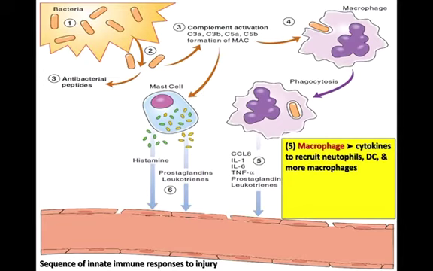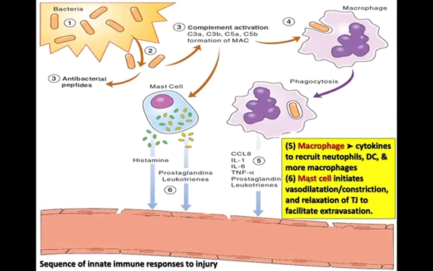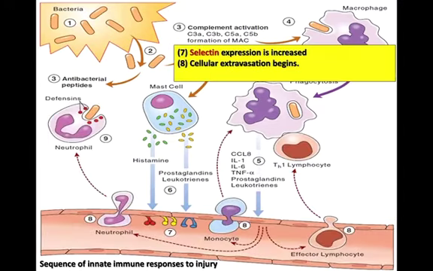So once activated, the macrophages start to secrete these cytokines, as you can see from the figure, the different cytokines that they can secrete: interleukin-1, CCL8, interleukin-6, TNF-alpha, prostaglandins, and leukotrienes. And as well, mast cells initiate the vasodilation or constriction and the relaxation of the tight junctions. And obviously, it will relax the tight junctions to facilitate the subsequent extravasation of the other leukocytes. These mast cells start to secrete histamine and as well prostaglandins and leukotrienes. Soon after that, the expression of selectin on the endothelial cells is increased. This as well will facilitate the margination and the extravasation of the leukocytes or the white blood cells to the site of the inflammation.